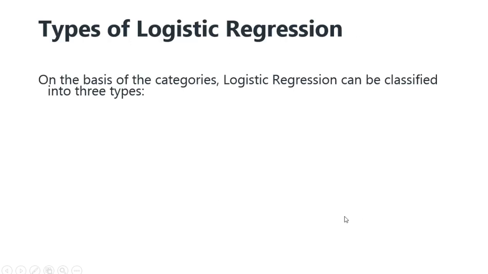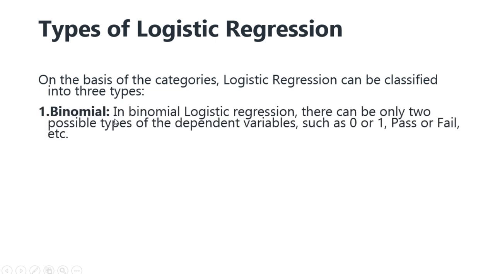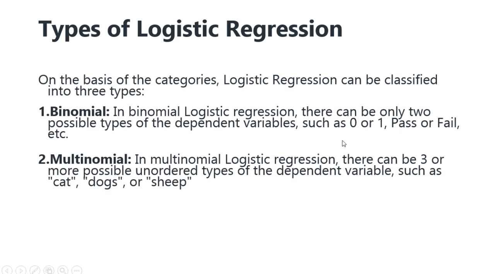Now let's see what the different types of logistic regression are. There are three types. Binomial logistic regression, where you just have two possible types of dependent variables, either pass or fail. I'm talking about the dependent variable, that is the output variable or the y variable. Multinomial means where you can have three or more possible types of dependent variables. I can say that the output belongs to the class dogs, or it belongs to the class sheep. So you can have more than two classes. That is called multinomial.